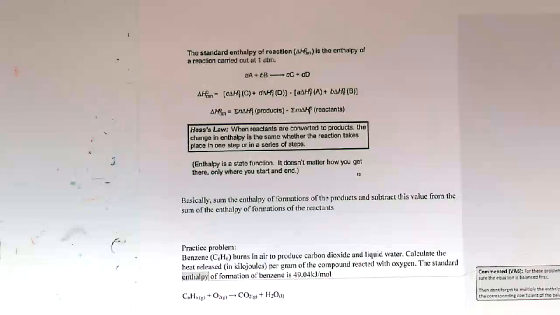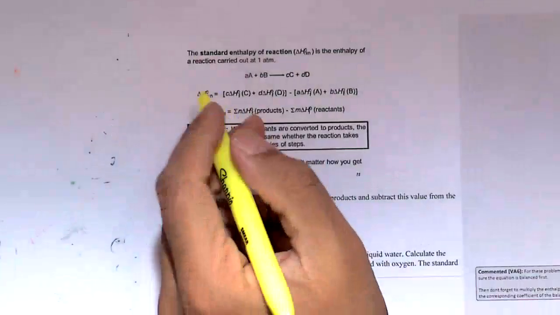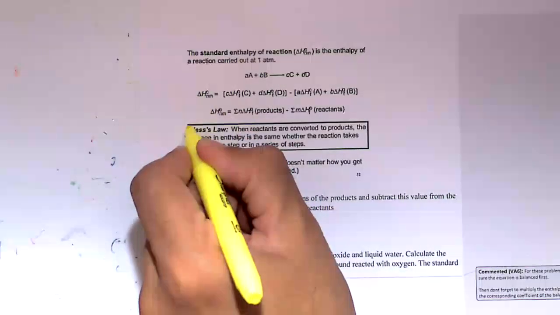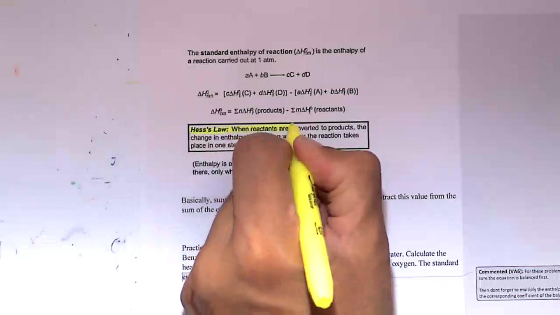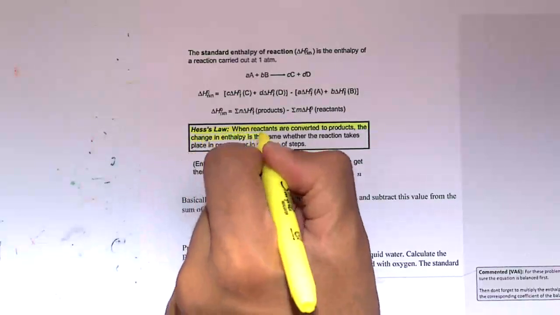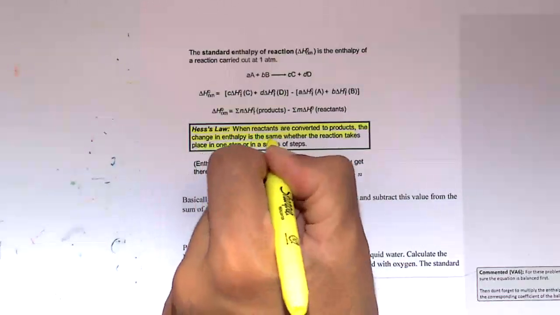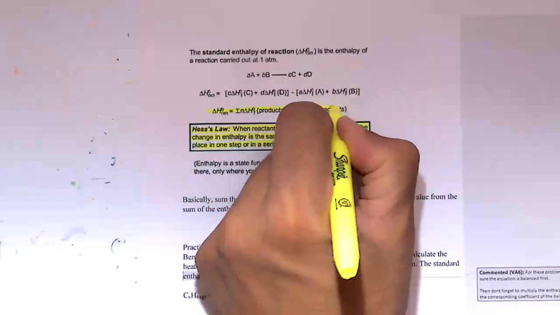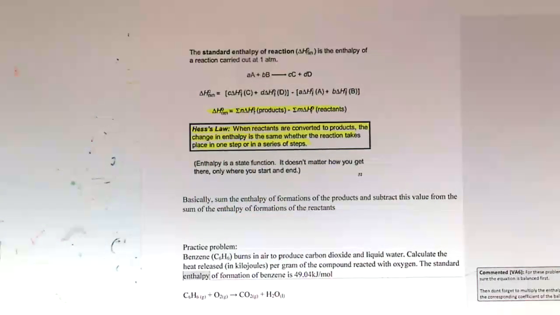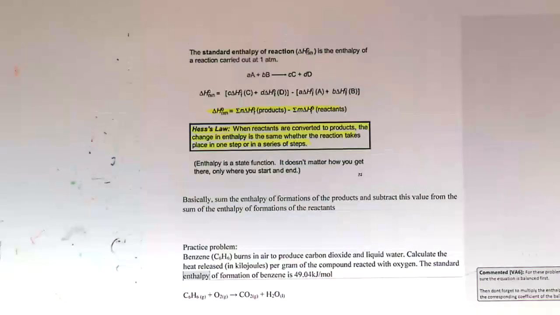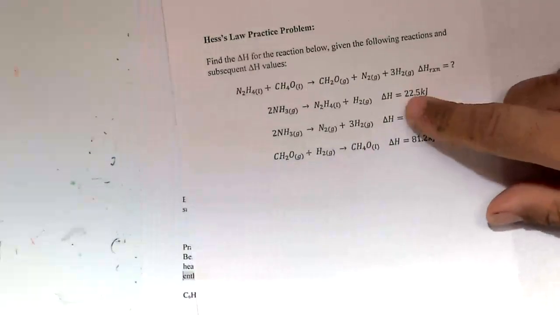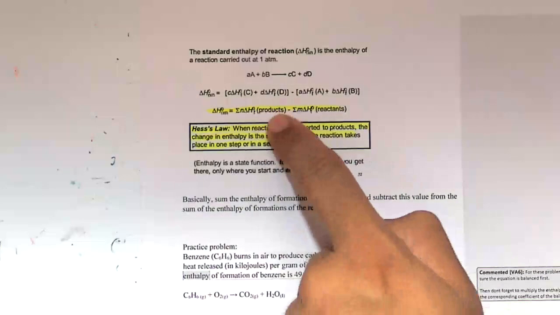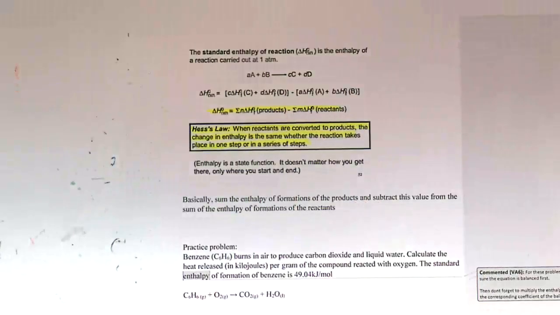So this problem involves a type of law called Hess's law. I'll read out Hess's law before we do this problem. When reactants are converted to products, the change in enthalpy is the same whether the reaction takes place in one step or a series of steps. In other words, sum of the products minus sum of the reactants. Hess's law is more of a practice problem that we'll probably do on Thursday. But what I want you to do is this equation here. So let's go to this practice problem.